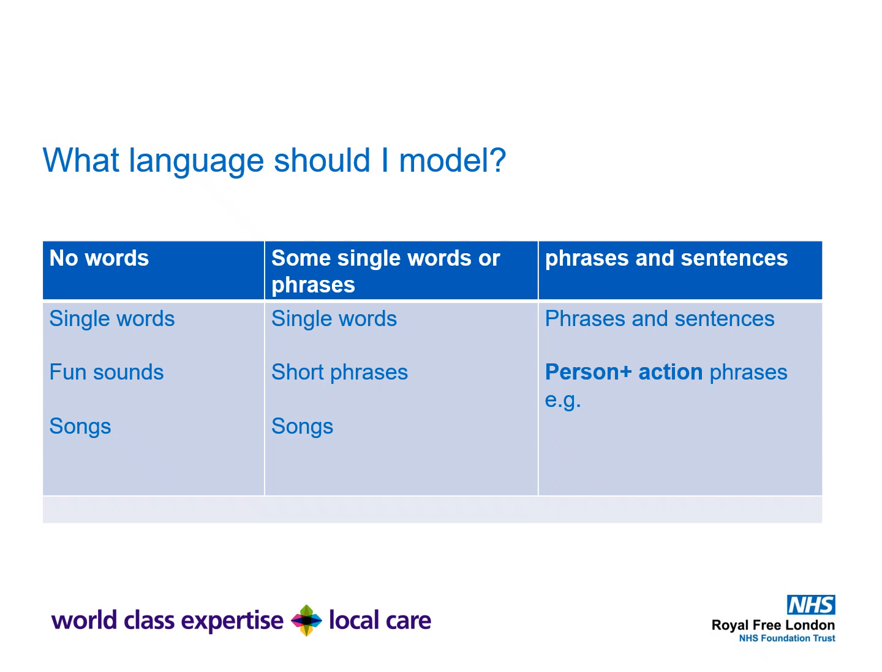So what kind of language should you be modelling for your child? It's best to use words that are meaningful to your child or related to what they're doing or interested in at that moment. You also want to make sure you match your child's language level. So if you have a child who's not yet using words or only using a few single words, you would match that and yourself use gestures, actions. You might use fun sounds like brum brum or animal sounds. And you would model single words, one word at a time.